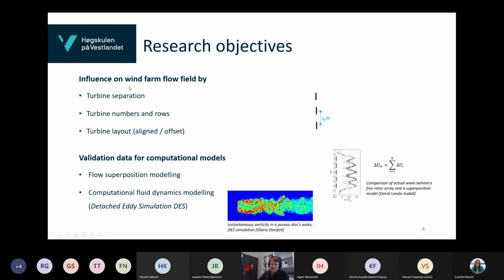So these experimental data that we recorded, we want to use them as input also for validation of computational models. These could be simple flow superposition models, which my colleague David Lande-Sundal is working on. And also we want to use them to create a digital twin in computational fluid dynamics. And this is where my colleague Gloria Steenfeld is putting a lot of effort in right now.